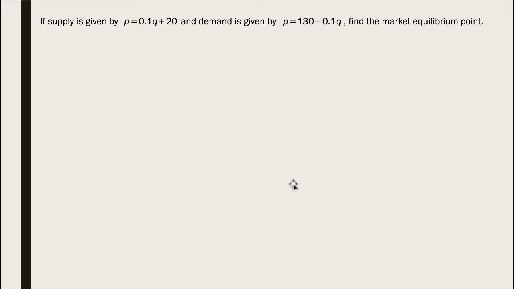In this example, if the supply is given by P equals 0.1Q plus 20 and demand is given by P equals 130 minus 0.1Q, we want to find the market equilibrium point. So we're going to do this algebraically. Since this is 2 equations with 2 variables, we could solve this by a system of equations by either substitution or elimination.